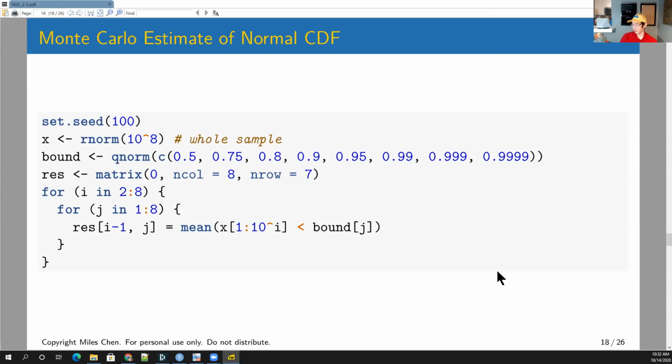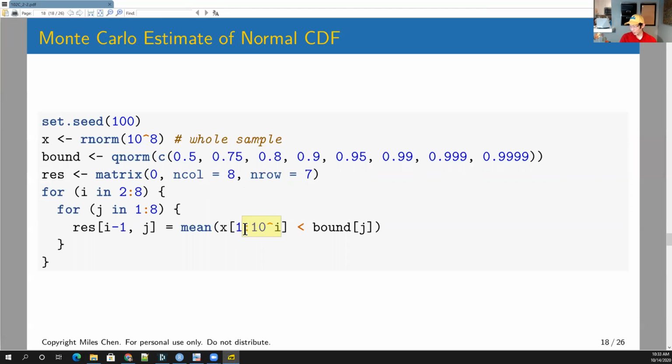So to generate the following table, I generated 100 million random normal values, and then I calculated the boundaries for qnorm at 0.5, 0.75, 0.8, 0.9, 0.95, 0.99, 0.999, and 0.9999. This is taken from the textbook. What I'm trying to show on the next slide is how our estimates improve if I use 10 squared, 100 random values, versus 1,000, 10,000, 100,000, a million, 10 million, or 100 million random normal values.